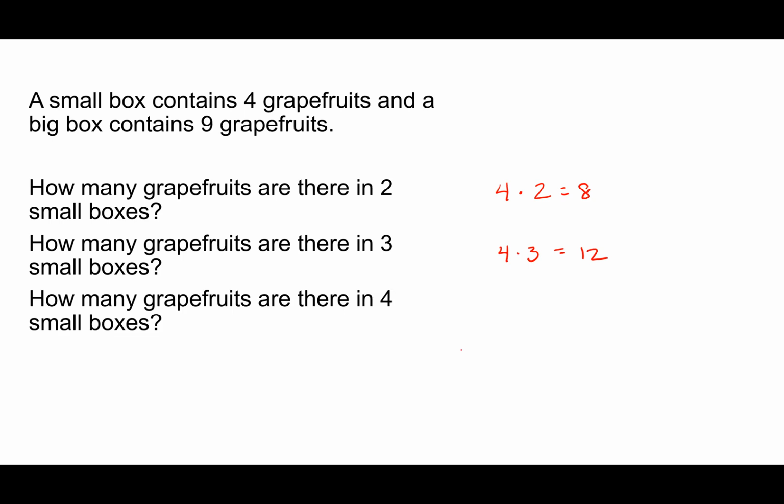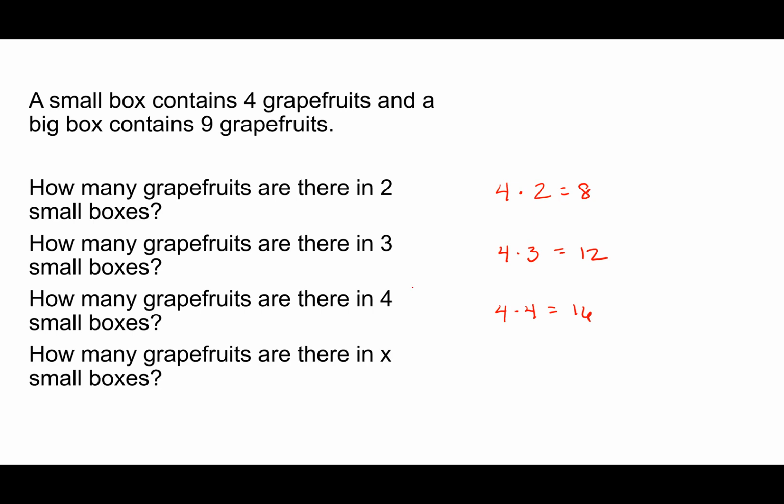Are you guys getting the idea? Yeah. How many grapefruits are there in 4 small boxes, Ashlyn? Well, tell me the equation first. Yes, 4 times 4, which equals 16. Great job. And then the final question is, how many grapefruits are there in X boxes? Shafi? 4x. Good. Easy peasy lemon squeezy, right? Good job, guys.